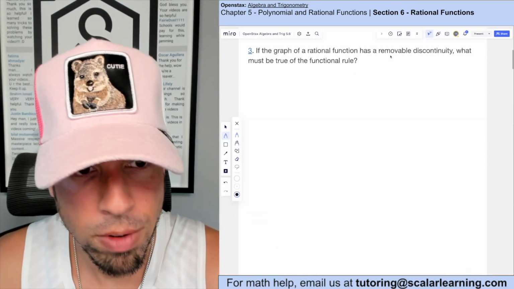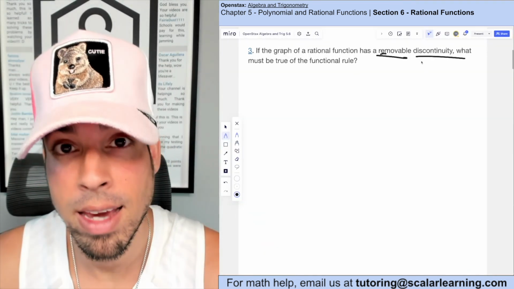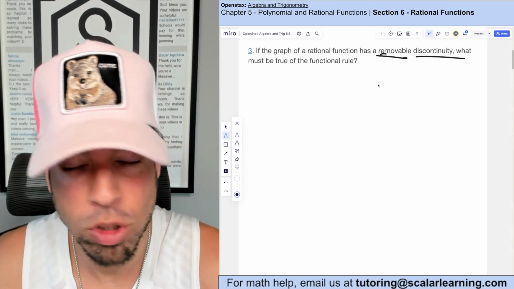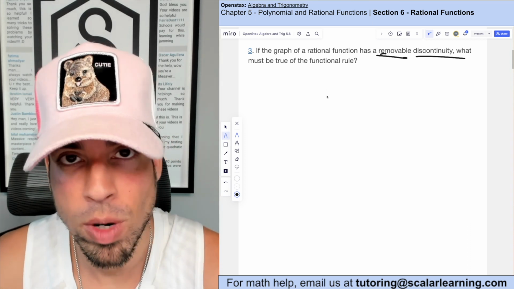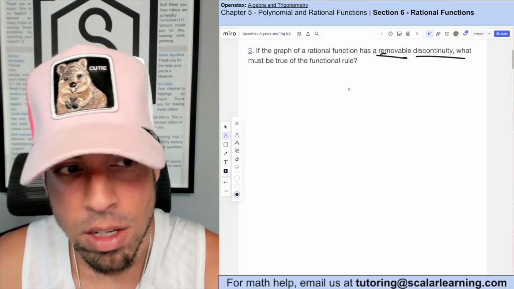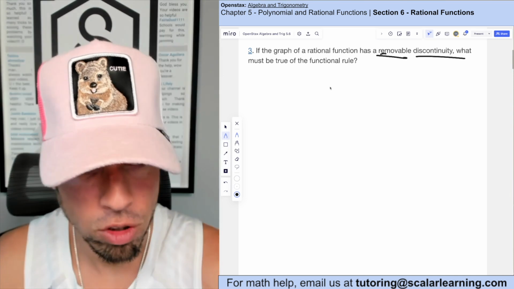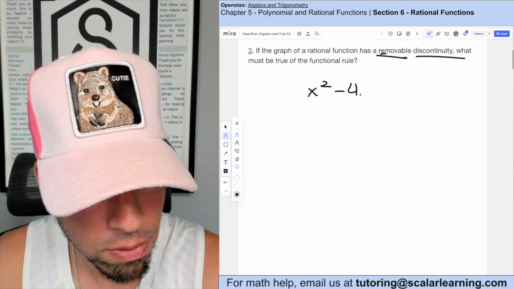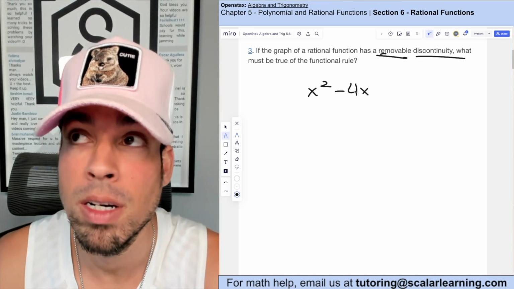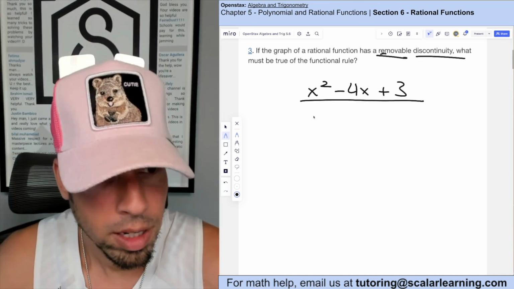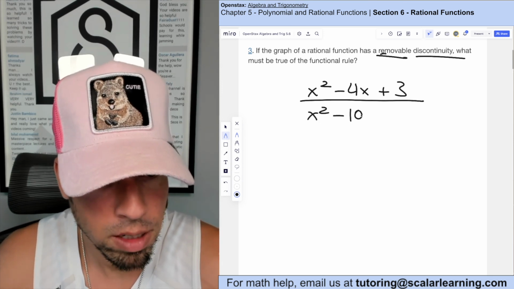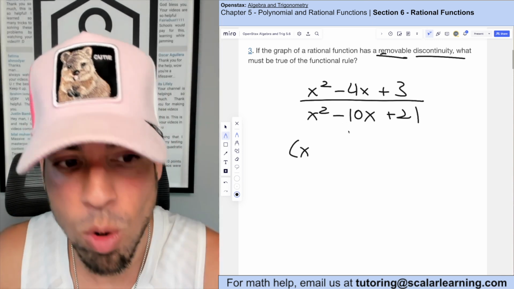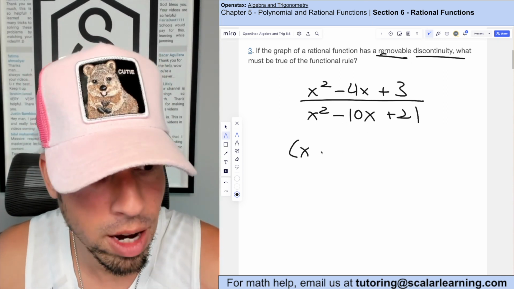If the graph of a rational function has a removable discontinuity, aka a hole, what must be true of the functional rule? So what this usually means, the way to identify it algebraically, is you're going to have something that cancels out a factor. Let me give you an example. Let's say we have x squared minus 4x plus 3, and on the bottom, we have x squared minus 10x plus 21. If we factor both of these, you're going to see that this will have a hole, aka a removable discontinuity, and I'll show you how to identify it.